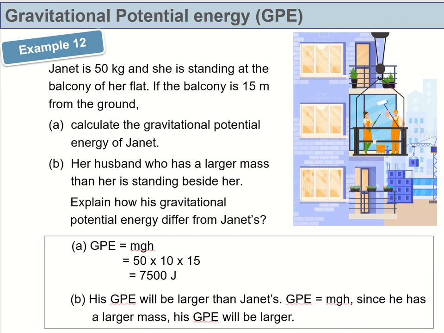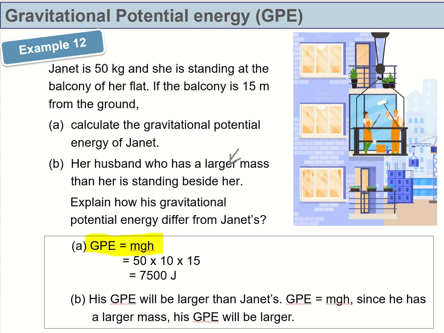Let's take a look at example 12. Now, in example 12, this lady, Janet, is standing at the balcony with her husband. Okay, and the question says that the husband has a larger mass compared to Janet. So you are first asked to calculate the gravitational potential energy of Janet. So what we have to do, first of all, step one is always to write the formula mgh, and then we remind ourselves is the mass in kilograms.